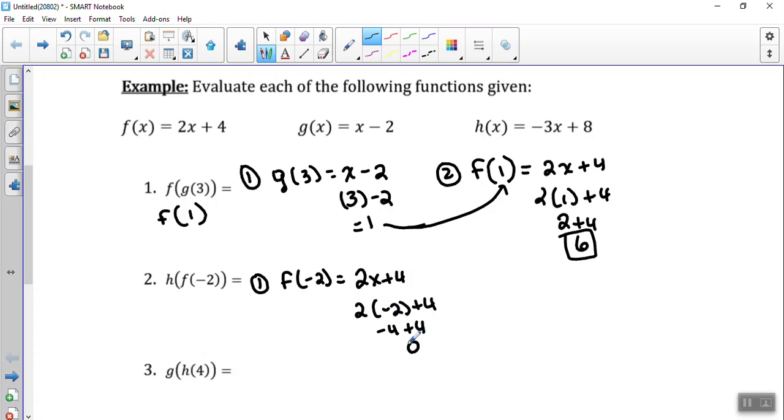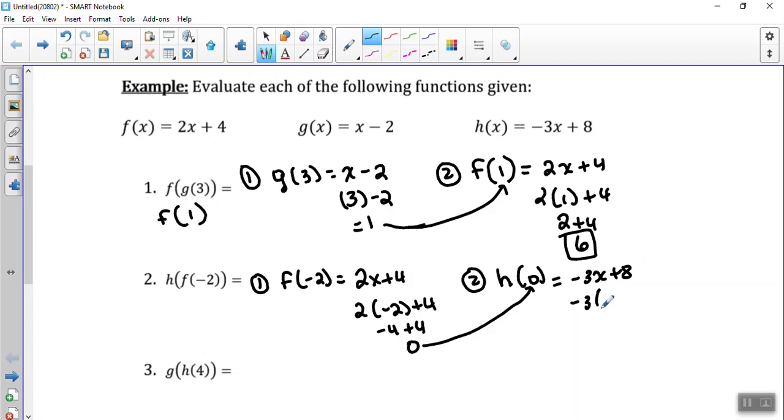And then my second step: once I'm done with the inside function, I'm going to look at the outside function here, the h function. So now, what am I going to plug inside the h function? I'm going to plug in the 0, whatever my result is for the inside function. So I'm going to call the h function, which is negative 3x plus 8.